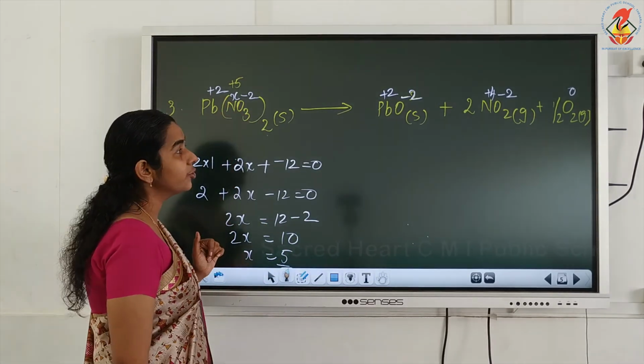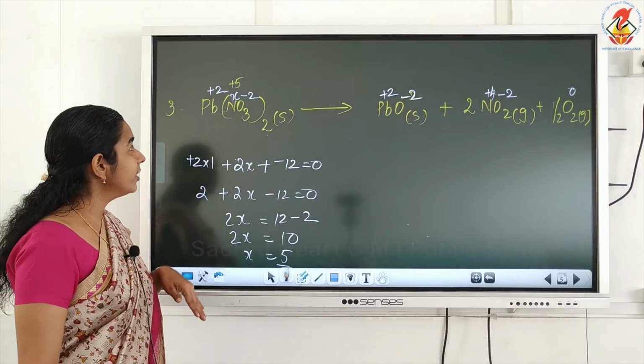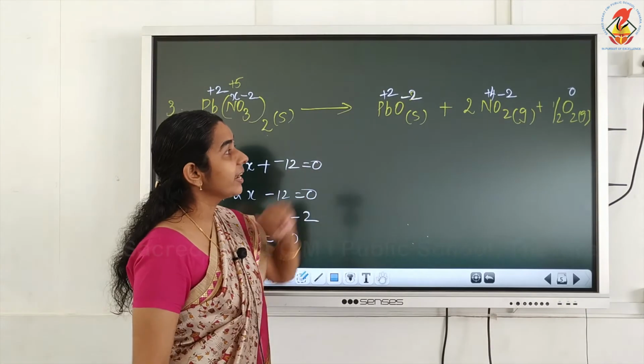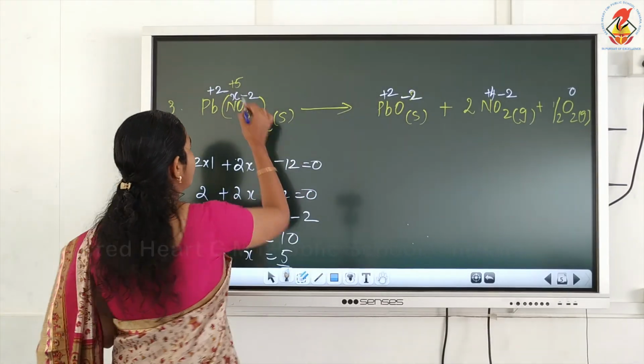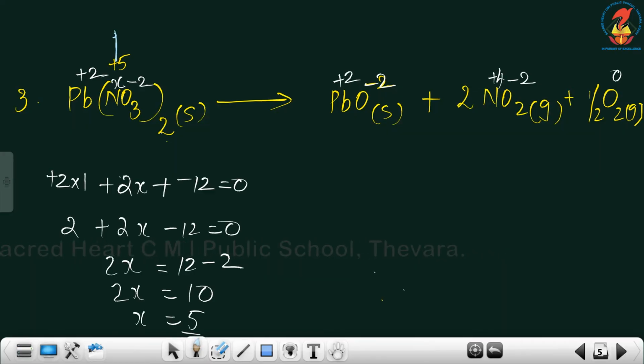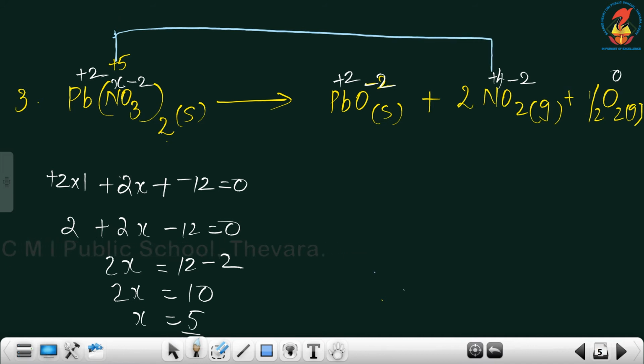Now what happens to nitrogen here? On the left hand side it is plus 5, on the right hand side it is plus 4. So what is the change in oxidation number of nitrogen? Start from nitrogen itself and end on nitrogen itself. So plus 5 to plus 4 means there is a decrease in oxidation number, or we can say that it is undergoing reduction.